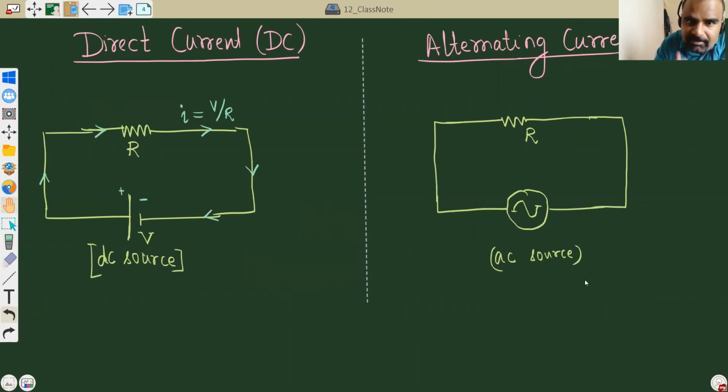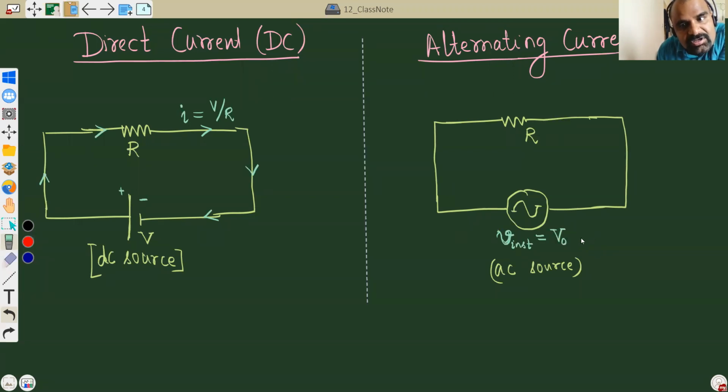Okay, now here, sorry, this AC source, I'll write just a little below. Here, this instantaneous voltage is capital V naught sine omega t.